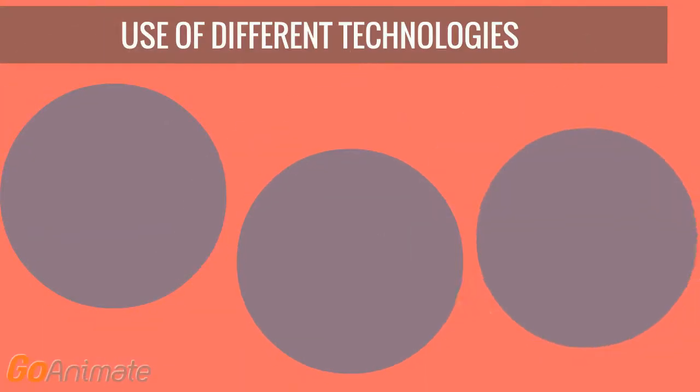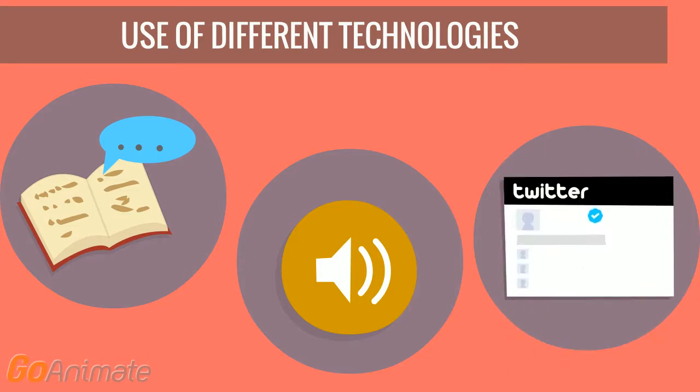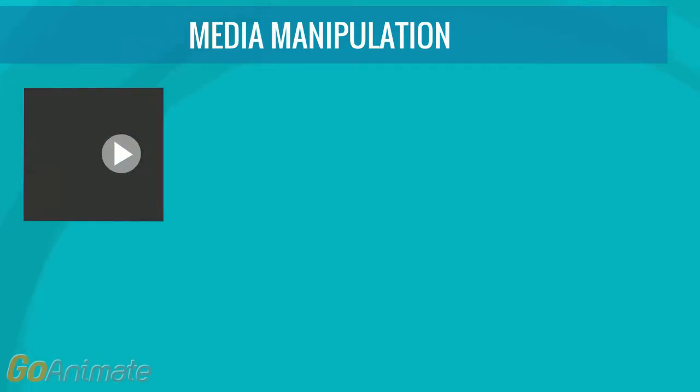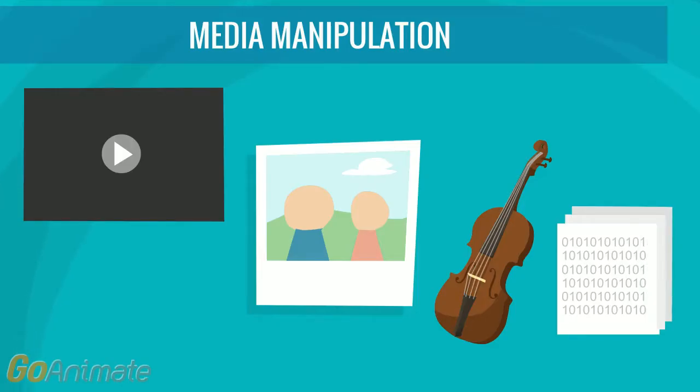Microlearning can involve the use of different technologies. For example, reading a single essay from a book, listening to a short podcast on a specific topic, or tweeting a quote from a conference. Thanks to its single-minded focus, microlearning allows media, such as video, images, sound, and text, to be manipulated, customized, and extended.